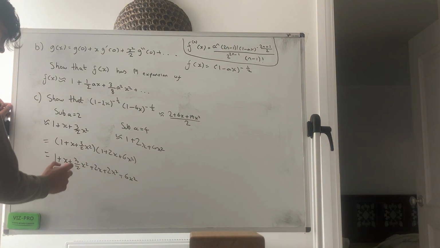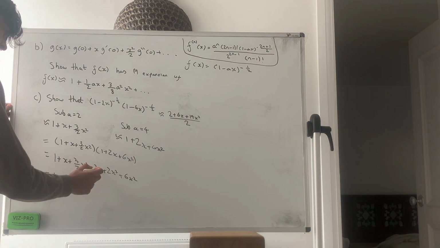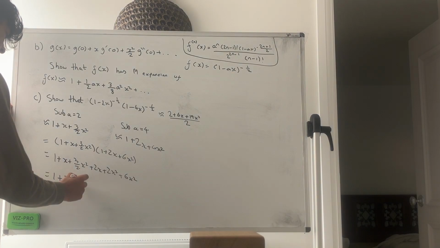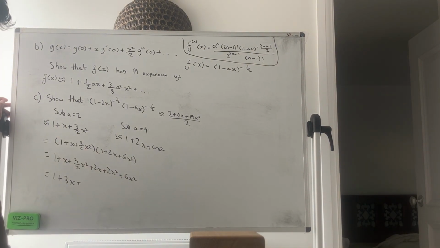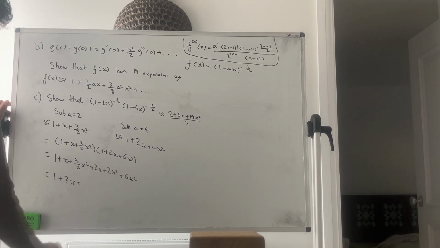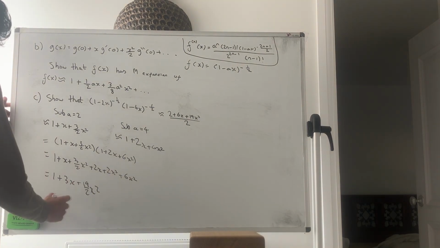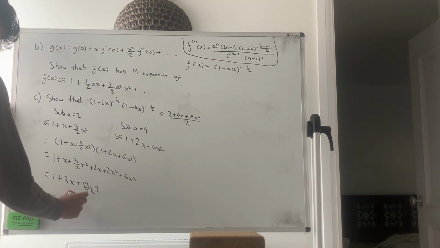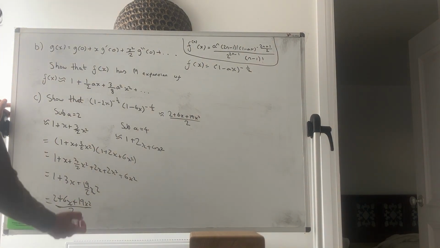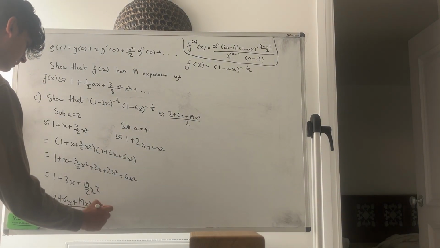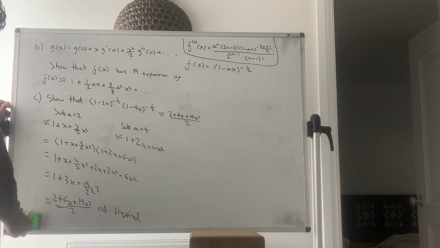That's equal to, there's only 1, so 1 plus 3x plus 2x squared plus 8x squared plus 3 over 2 x squared, which is 3 over 2 plus 16 over 2, 19 over 2, 19 over 2 x squared. And that can be written as 2 plus 6x plus 19x squared, all over 2, which is what we want. So, as required. And that's our solution to part C.